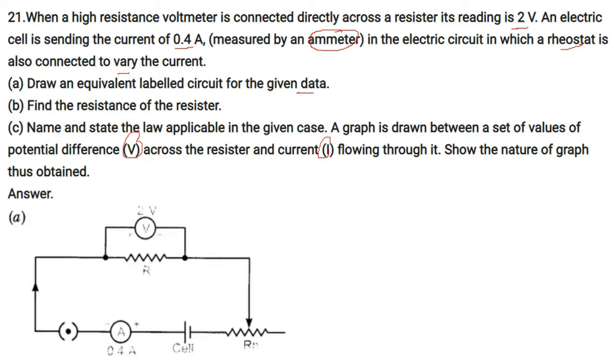So this is what we are going to make. We have a resistor, 2 volt. Okay, so this is a resistor and this is 2 volt. This is a voltmeter. The electric cell is sending a current of 0.4. So this is a cell sending a current which is shown by the ammeter, 0.4 ampere. And we have a rheostat also to vary the current. So we have a rheostat connected. We have a key also. So this is the equivalent labeled circuit of the given data.